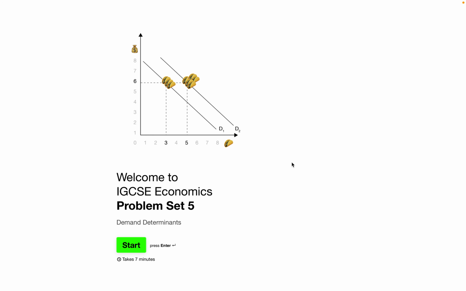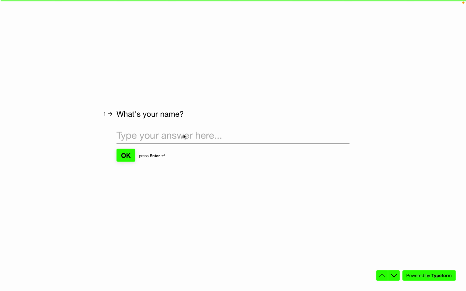Okay, welcome to IGCSE Economics, problem set 5, demand determinants, the things that cause the demand curve to shift to the right or the left.